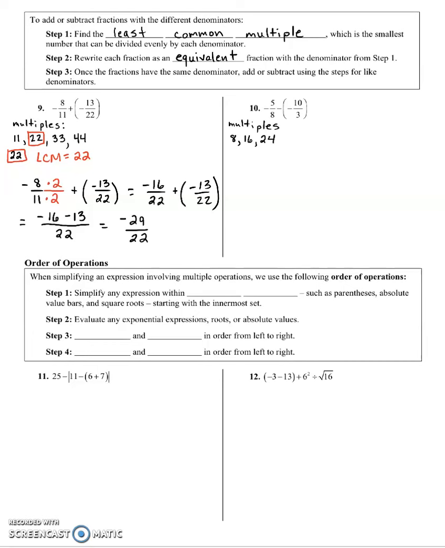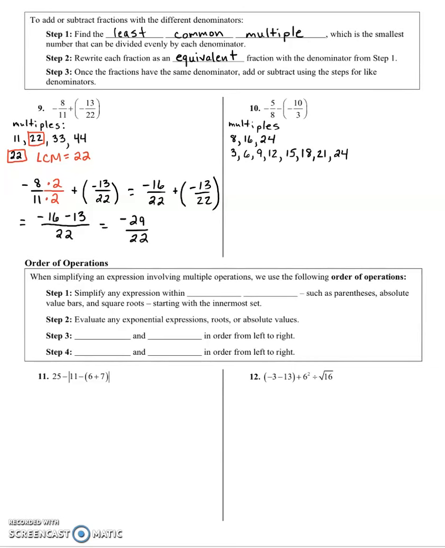Okay, 3. 3 times 1 is 3. 3 times 2 is 6. 3 times 3 is 9. 3 times 4 is 12. 3 times 5 is 15. 3 times 6 is 18. 3 times 7 is 21. And 3 times 8 is 24.